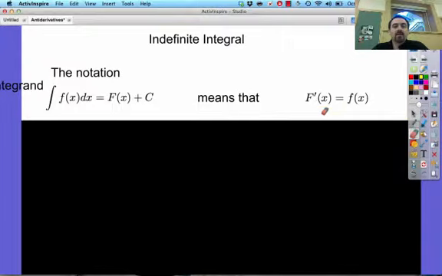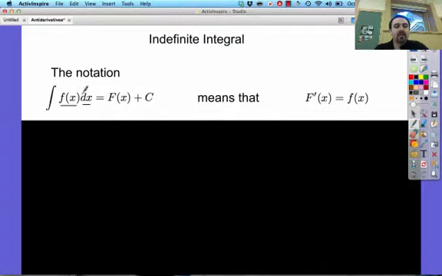What that means is that the derivative of this equals this. Okay? It's the exact same thing we were just doing, but now we've introduced notation that allows us to say take an integral. In the same way that we have the notation that says take a derivative, we have notation that says take an integral. So the integral of f of x dx, okay, is F of x plus C.